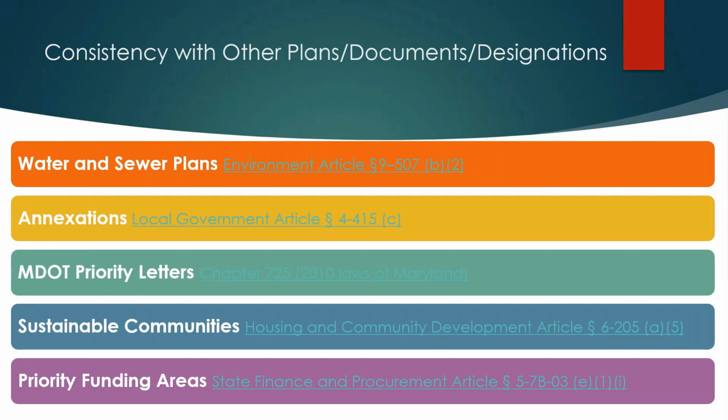And a comprehensive plan does not exist in a vacuum. It influences and is influenced by many other plans. Here's just a few of them and designations. Water and sewer plans are required to be consistent with a comprehensive plan and vice versa. Annexations, if you want to annex an area, it needs to be included in the municipal growth element. MDOT priority letters, which counties submit as part of the consolidated transportation plan every year. If the projects that are included in there are consistent with the comp plan, they're more likely to be included in the consolidated transportation plan.